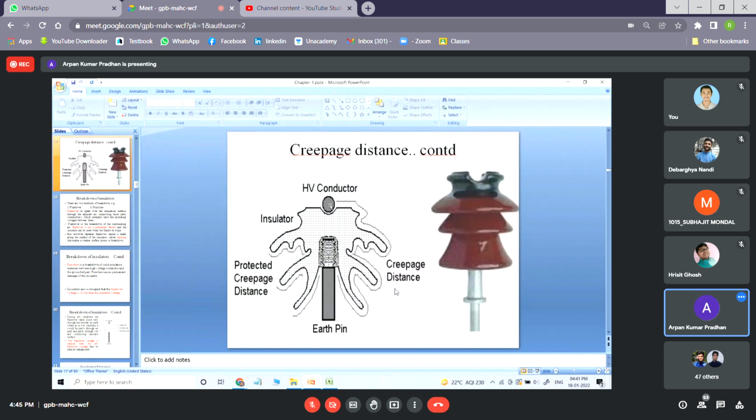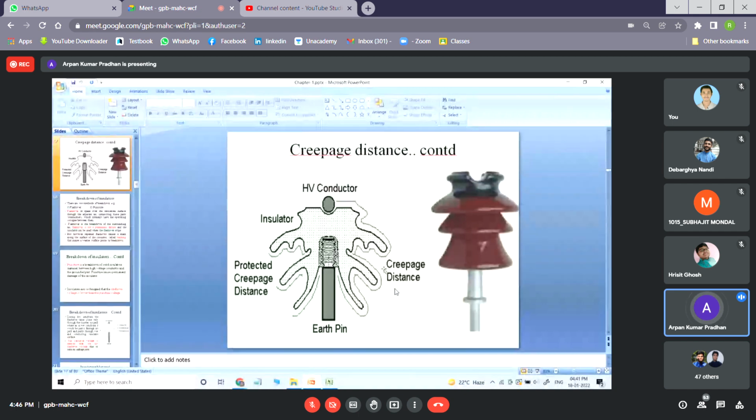Okay, now if you see the schematic of this insulator, you can see the insulators are curvy. The geometry of the insulators is so simple, and this is done in order to increase the path between that earth pin and the HV conductor, and this path is known as the creepage distance.